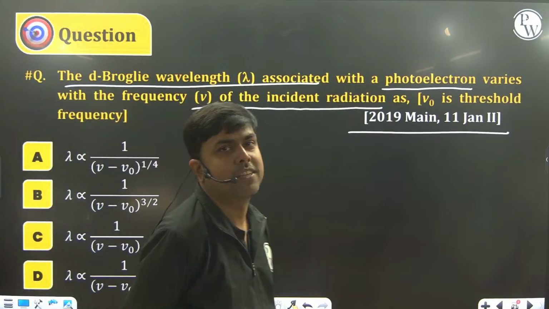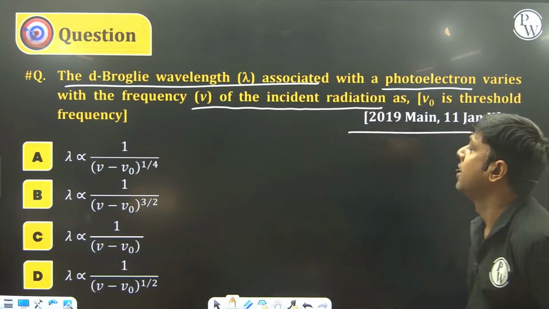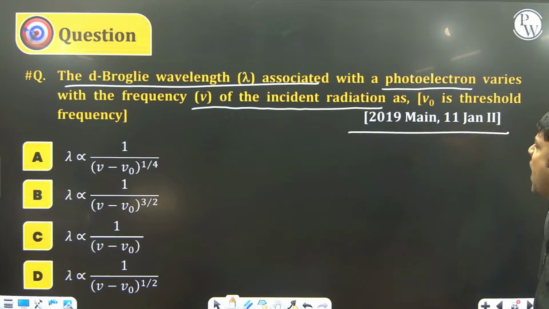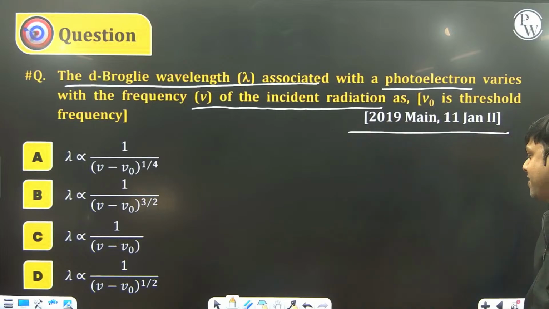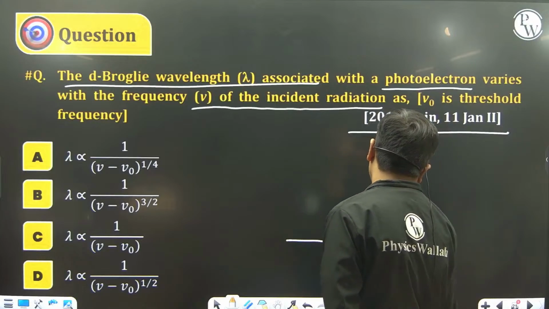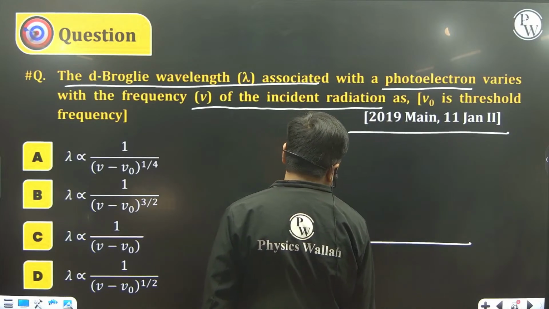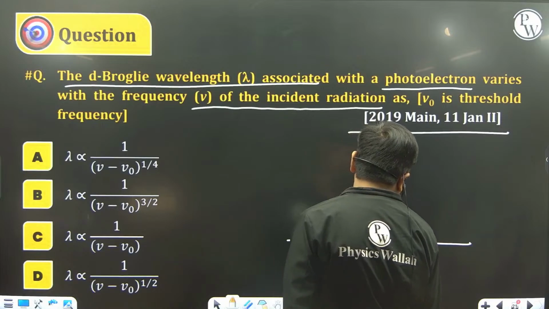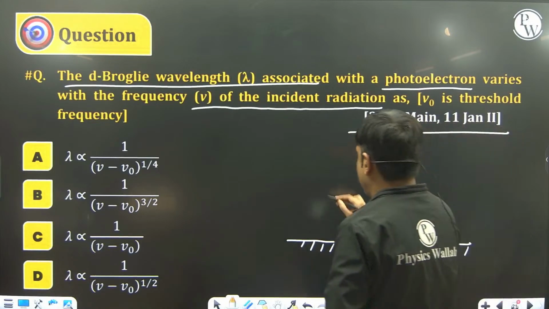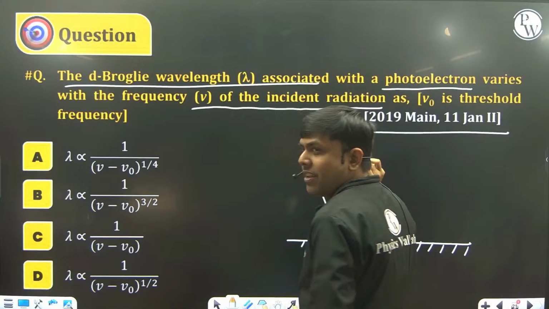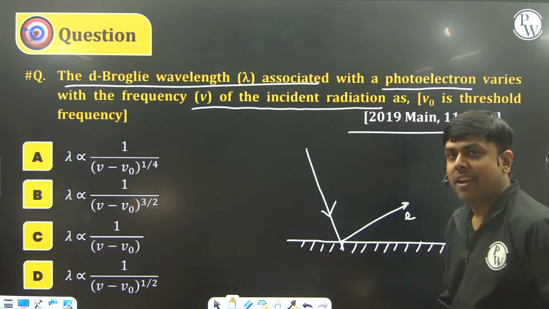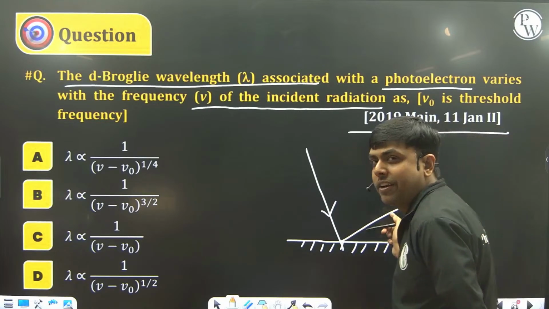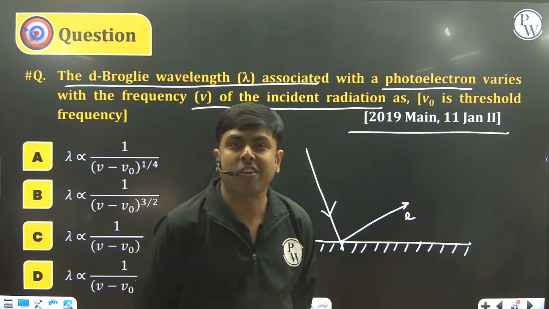Can you solve it, everyone? The de Broglie wavelength associated with a photoelectron varies with the frequency nu of the incident radiation. Suppose a photometallic surface is there, and a photon is falling on it. A single photon will emit a single electron, right? And I need to calculate the de Broglie wavelength of this particular electron.